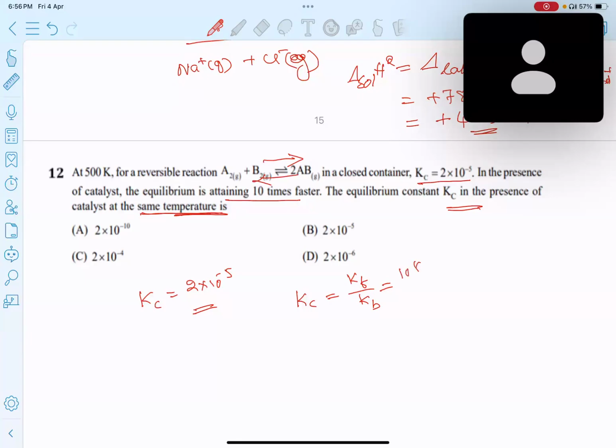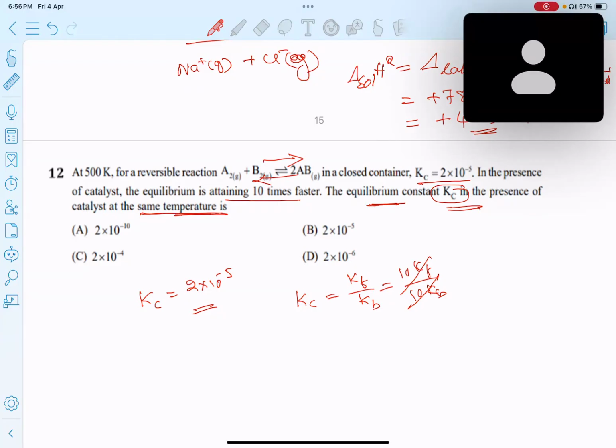So 10 times 10 of Kf divided by 10 of Kb remains the same. So the equilibrium constant does not change by using a catalyst. The equilibrium constant can only be altered by changing the temperature. Therefore, the correct answer is that the equilibrium constant value does not change by using a catalyst.